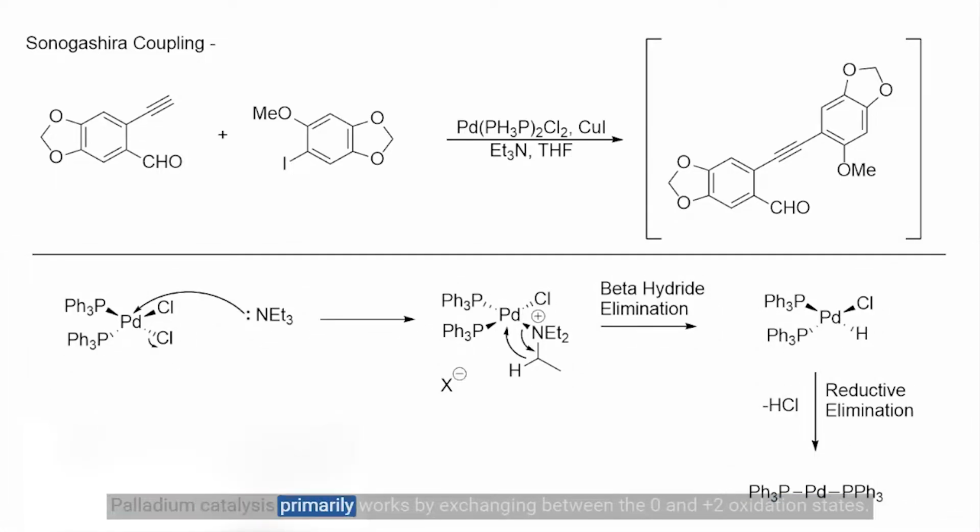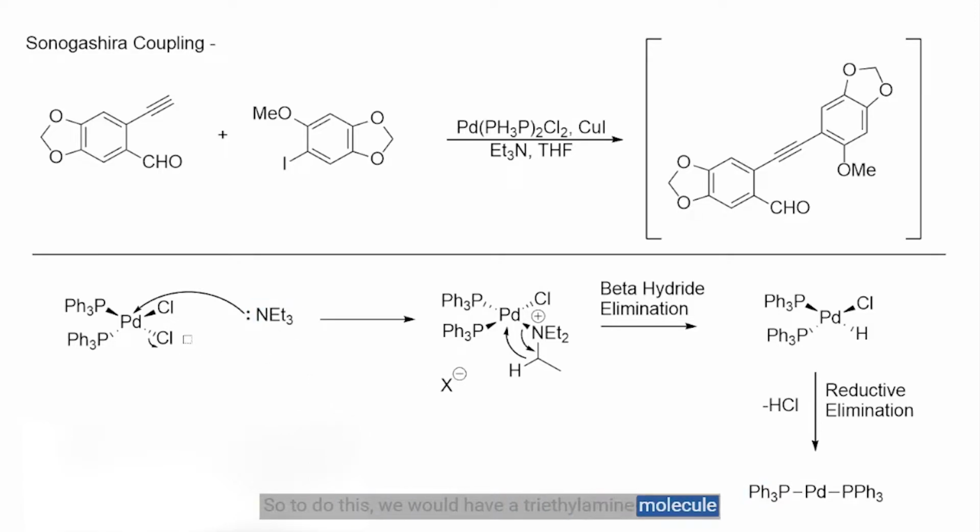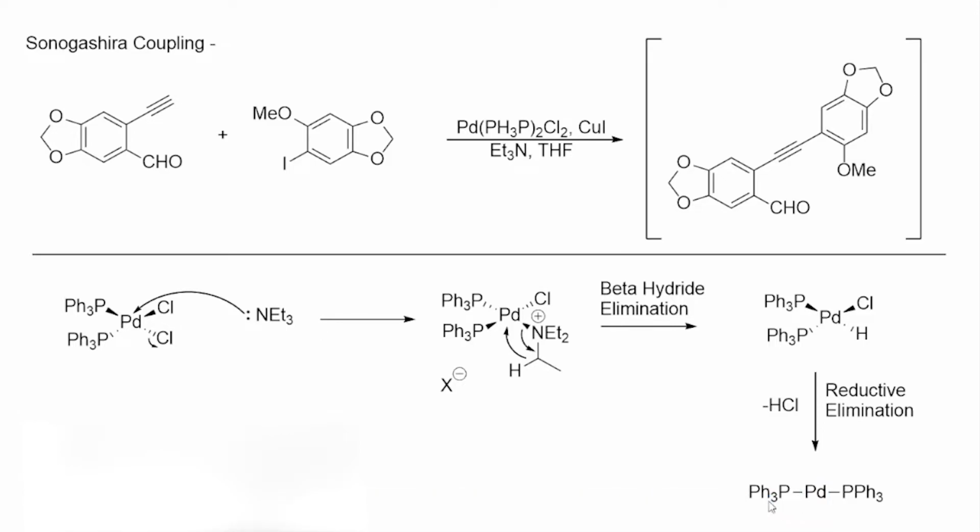Palladium catalysis primarily works by exchanging between the 0 and +2 oxidation states. So firstly, we want to reduce the palladium-2 that we have here into palladium-0. To do this, we would have a triethylamine molecule attack the palladium, kicking off a chloride ligand. The new triethylamine ligand is subjected to beta hydride elimination, which leaves behind a hydrogen on the palladium. This is perfect, as the H and Cl can be eliminated off together to give us the palladium-0 species bis-triphenylphosphine palladium-0. We can use this species in the catalytic cycle.